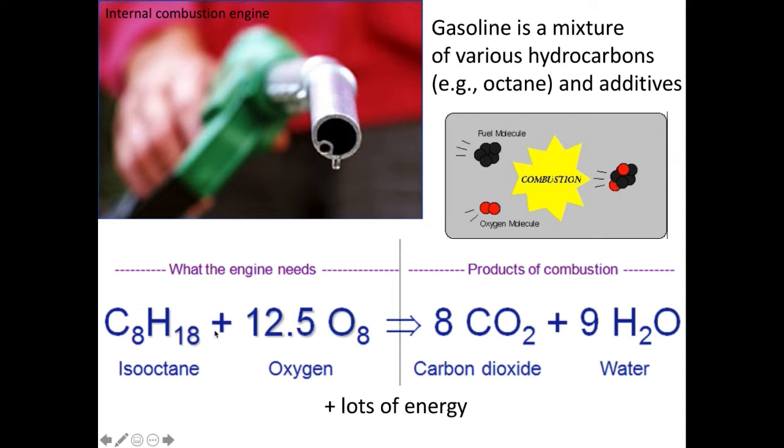And isooctane, when it mixes with oxygen, which in that video is the air intake mixing with isooctane, the fuel that you pump into your gasoline tank, is an exothermic reaction that produces carbon dioxide and water and generates lots of energy. So again, a combustion reaction where humans are using a fossil fuel, in this case oil, and I'll explain why that's a fossil in the next lectures. By combusting that with oxygen, we produce energy, and that allows us to do more work than humans could do.